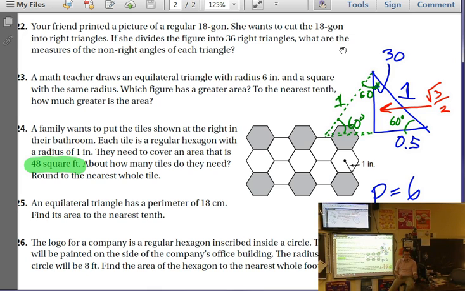Rhea? Wait, how did you get the 3 divided by 2 with the radical 3? Like, wait. So this, correct.